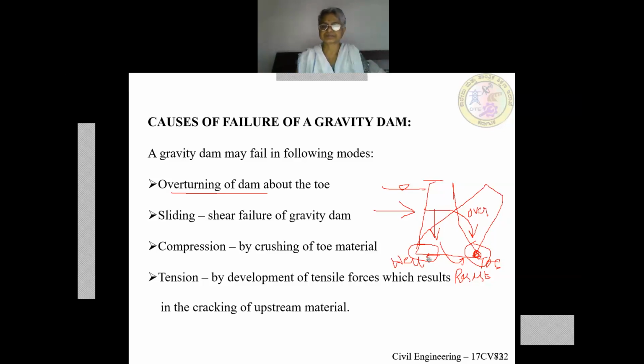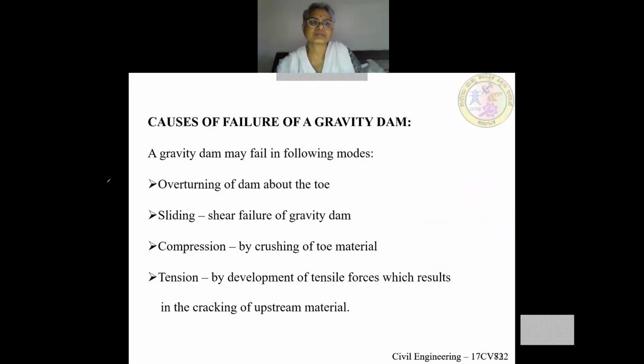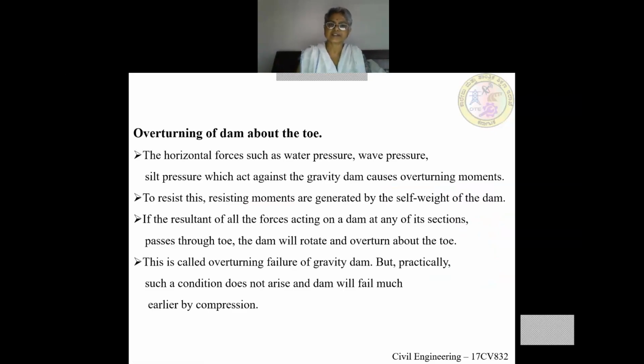So first, let us go to the next slide. Overturning of the dam. The horizontal forces such as water pressure, wave pressure, silt pressure, which act against the gravity dam, cause overturning moments. As I already told, they cause overturning moment in the opposite direction. And to resist this, resisting moments are generated by the self weight of the dam.